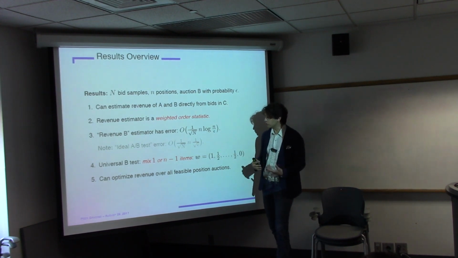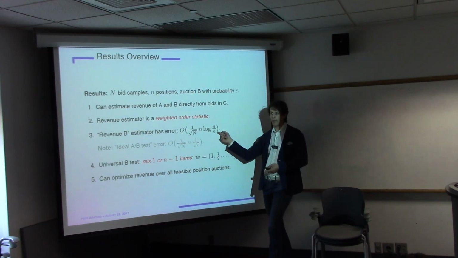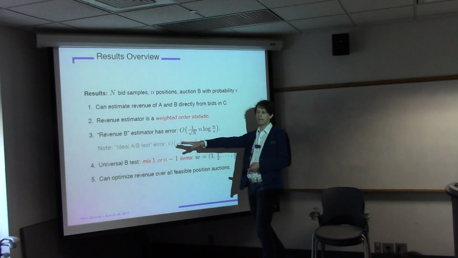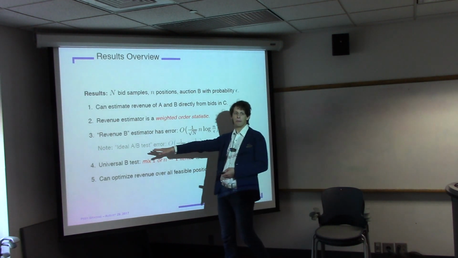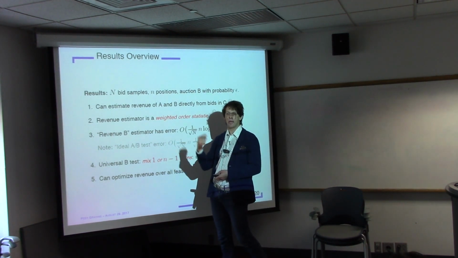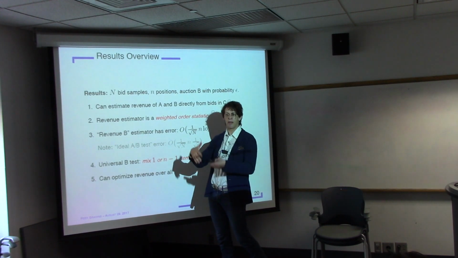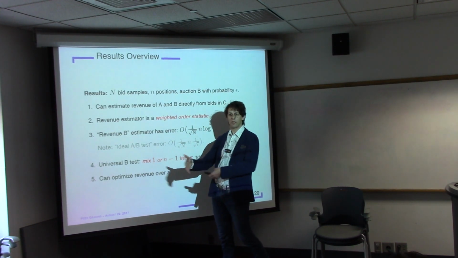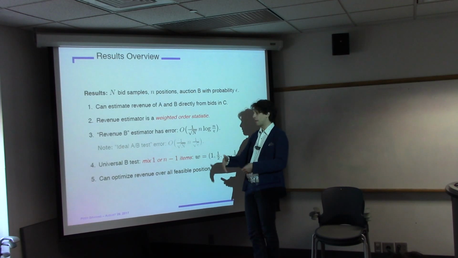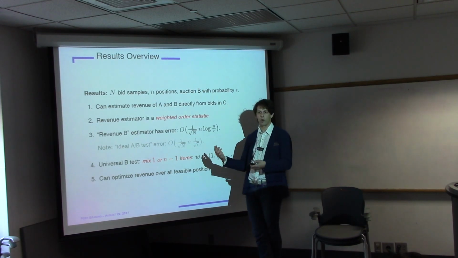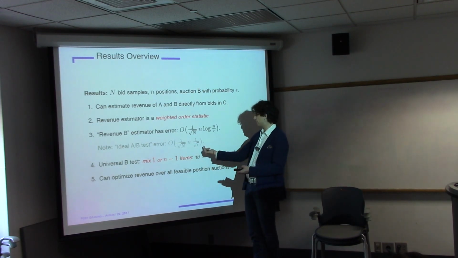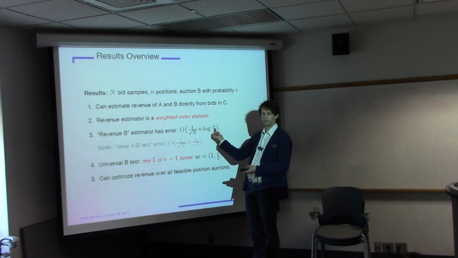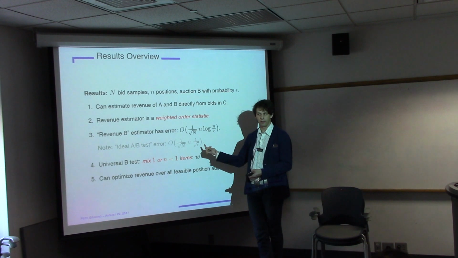What I think is interesting is that our dependence on epsilon, the probability you run B, is way better than ideal A/B testing. If I did ideal A/B testing, the number of bids I have in B is epsilon n, because epsilon fraction of the time I run B. So I have epsilon n bids in B, so my error should be something like 1 over square root of epsilon n, which depends polynomially on epsilon versus logarithmically on 1 over epsilon. So we have a much better dependence on epsilon.